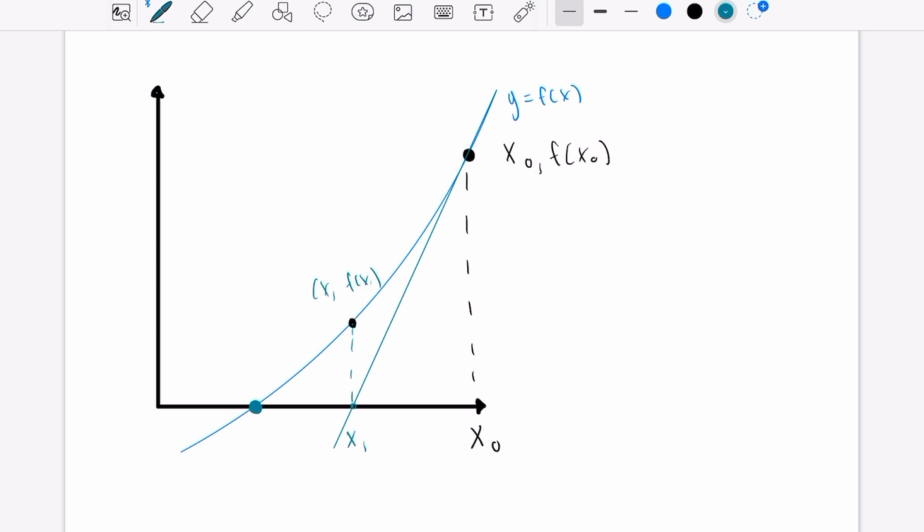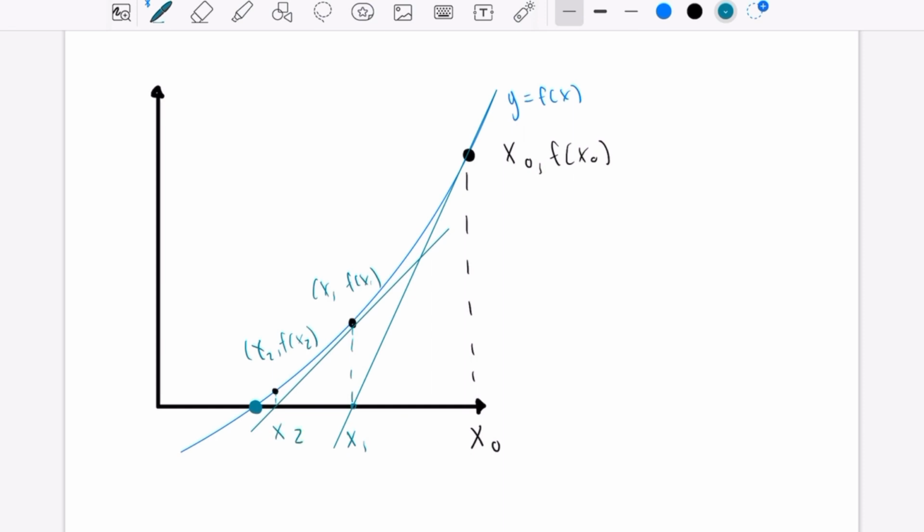Now, since we're still far away from our sought out root, which is right here, we are going to use another tangent line. So we're going to evaluate the tangent line at x sub 1. So we will then use another tangent line. And now we're increasingly getting closer to our sought out root. So this point we can label x sub 2, f of x sub 2, x sub 2.